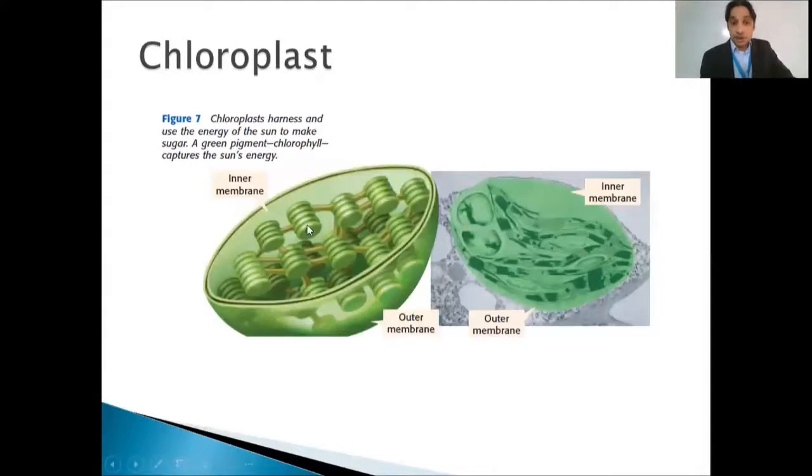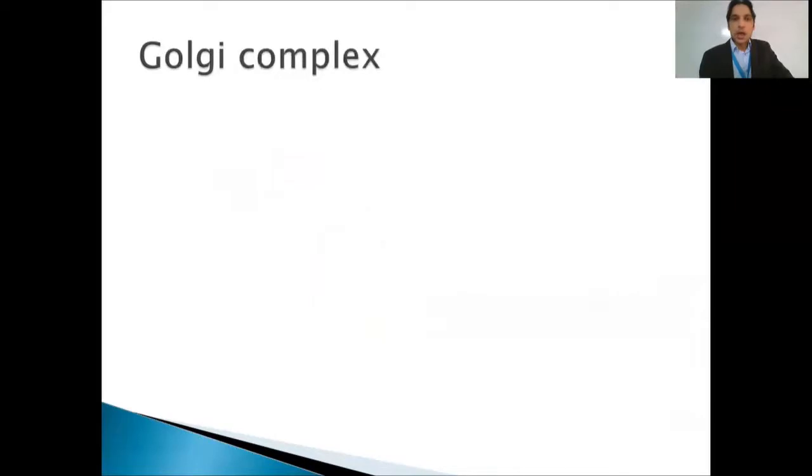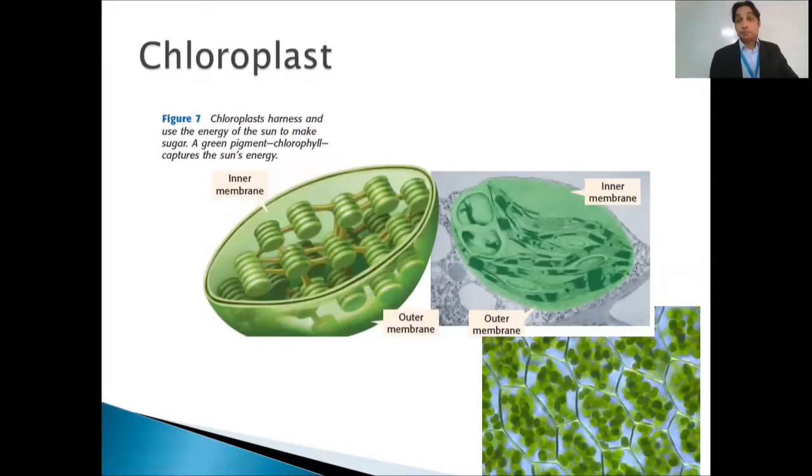It's a membranous structure. It has folded membranes, a lot of membranes, and there is a green color pigment present within these, and that green color pigment is called chlorophyll. That is why plants and the green shoots look green because of this chlorophyll. And chlorophyll is the place where the energy of the sunlight is captured.